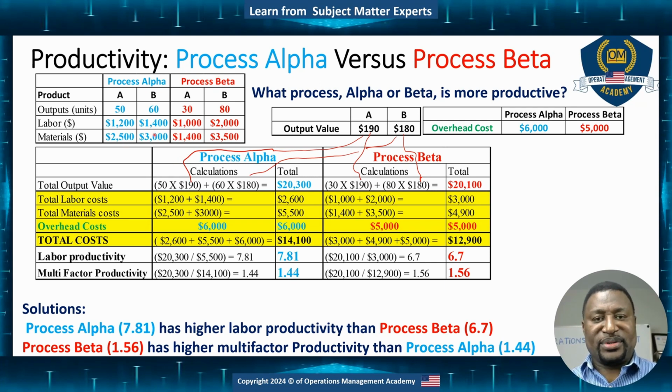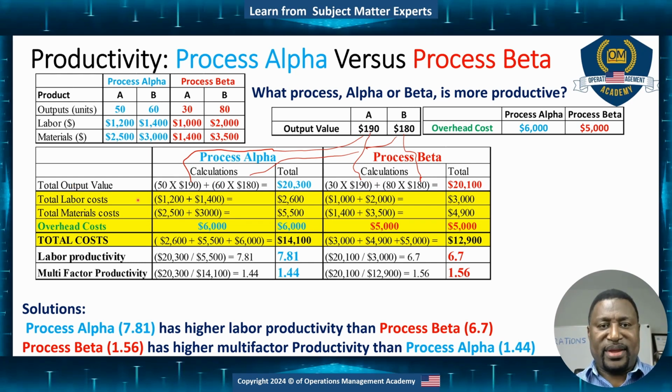We also have the material. And we have the output value that you already know: the value of A is $190 and the value of B is $180. The overhead for process alpha is 6,000 and for process beta is 5,000. So what we're going to do here is put this number here. B is going to come here, 180. The same B is coming from here also for process beta. And then A for process alpha comes here.